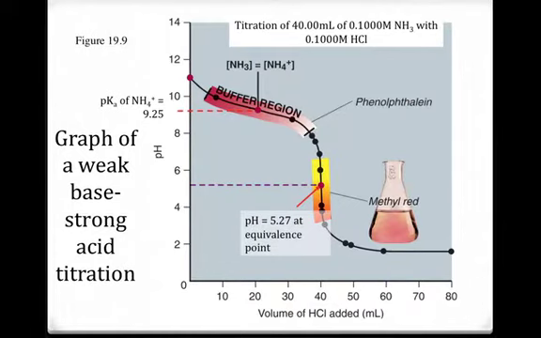Here you can see the graph of a weak base with a strong acid. And so the weak base starts not at 14, but it kind of slowly makes its way through the pH scale, and so you end up with a lower pH equivalence point because you started with a chemical that did not have as strong of a basicity.